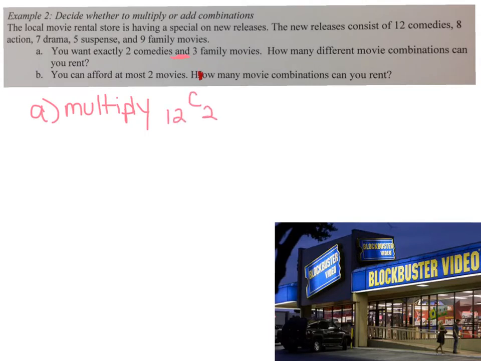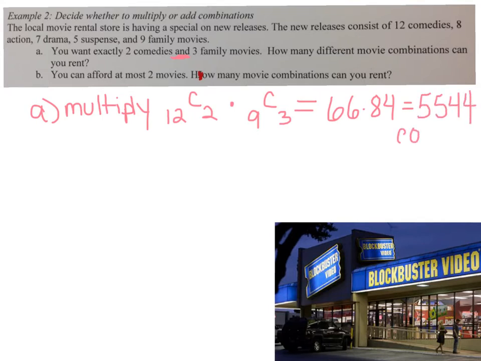2 out of 12 comedies, and then we're going to multiply that by the combinations of family movies. There are 9 family movies, and we're going to pick 3, so 9C3. We're going to multiply 12C2 by 9C3. When you put those in the calculator, you get 66 and 84. And 66 times 84 is 5,544 combinations. That's a lot of different combinations you could possibly watch.